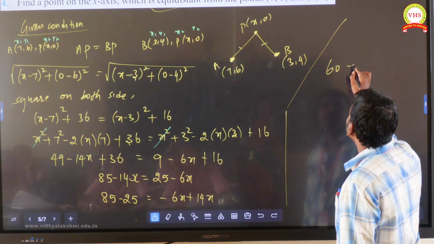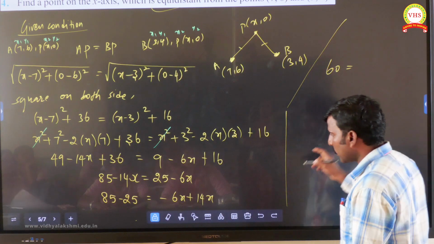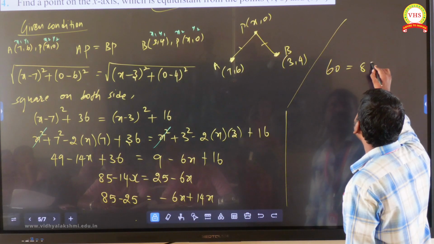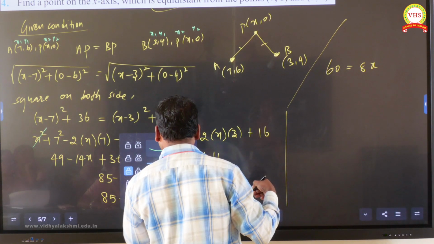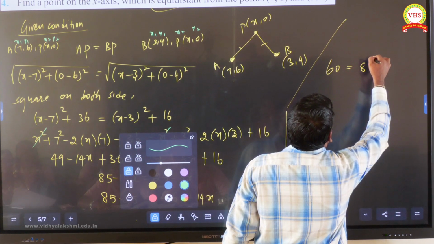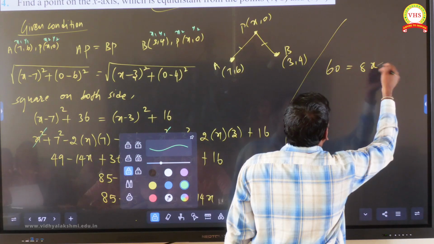60, which is equal to here, it's the opposite sign. Have you noticed it? So we have to subtract. Then 14 minus 6, what am I getting? 8, so 8x. Then how many 8s will I get in 60? Maybe it may come in decimal.